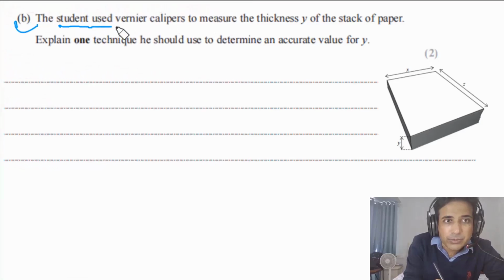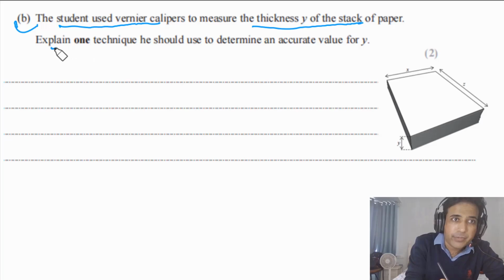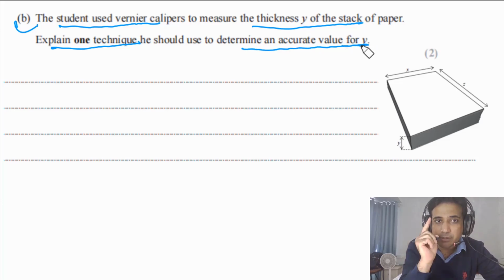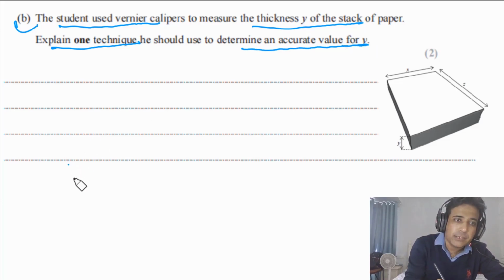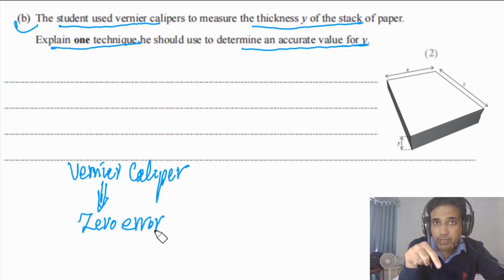Part B says the student used vernier calipers to measure the thickness Y of the stack of paper. Explain one technique he should use to determine an accurate value for Y. One technique. In this case we are using vernier calipers, so we can talk about the instrument. As we are using vernier calipers, we have to check them for zero error. If it has zero error, we need to adjust the final reading.